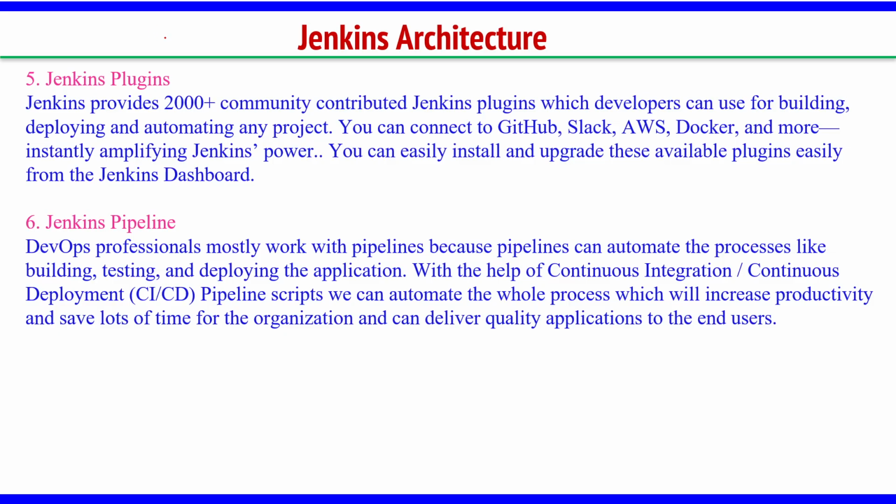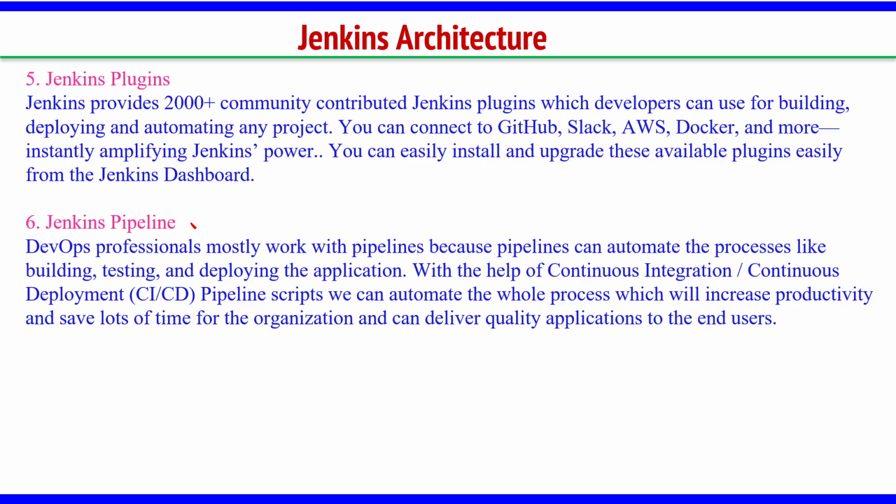Then Jenkins plugins. With plugins you can connect to GitHub, Slack, AWS, Docker, and a lot of tools. There are 2000 plus community-contributed Jenkins plugins. We can integrate a lot of third-party tools into Jenkins, which are all required by the developer. For building an application and executing it, we need a lot of tools. Third-party tools are required. All that we can bring into Jenkins, connect them into Jenkins, and build a pipeline that will take care of it.